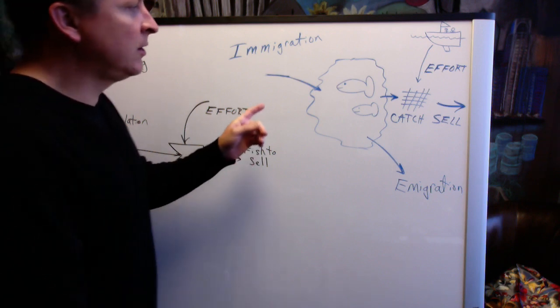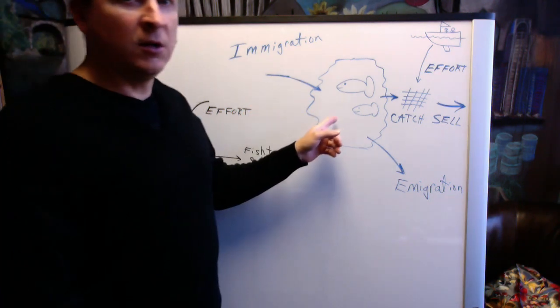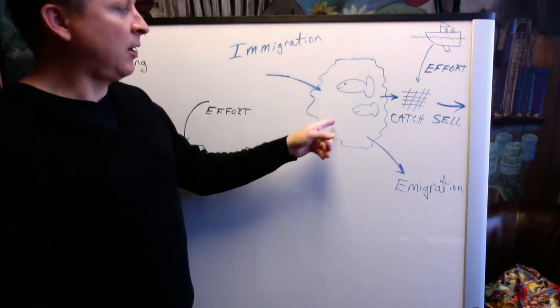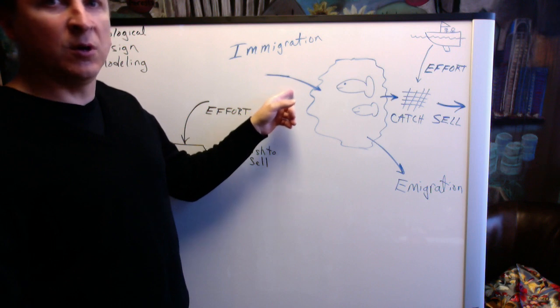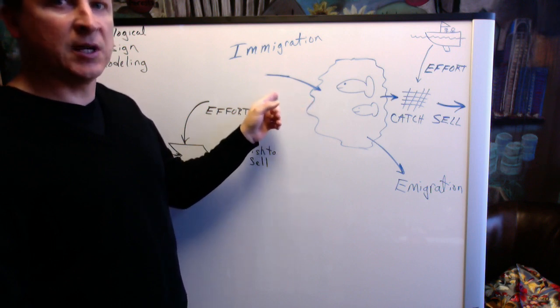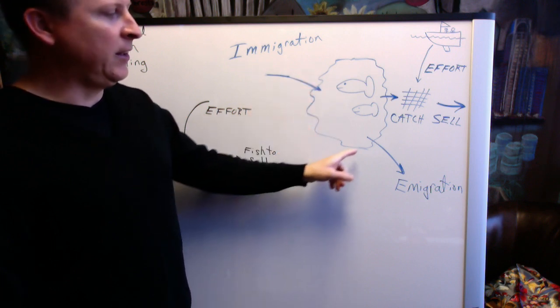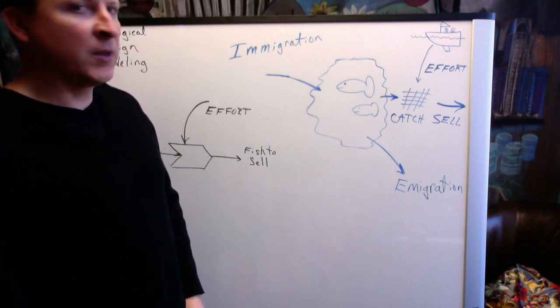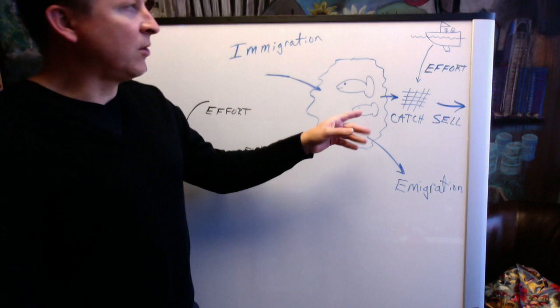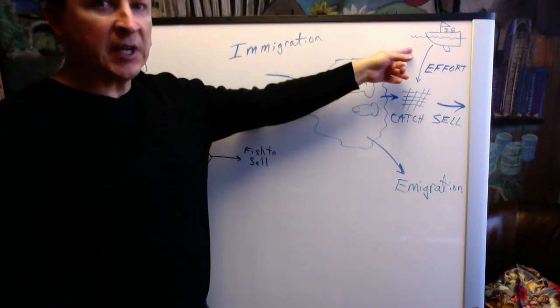So over here, if you recall, we have our population of fish, which was our storage. We have an inflow or an immigration of fish that come from outside our fishery. And then we have fish leaving, which is the emigration. So what we're going to look at today is we're going to add a fishing effort.